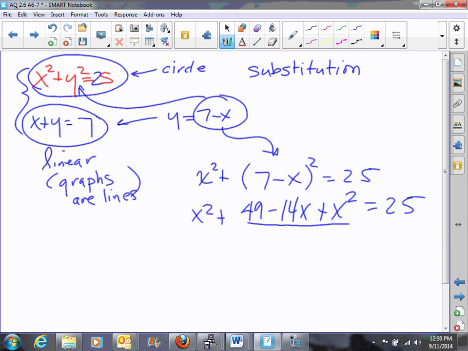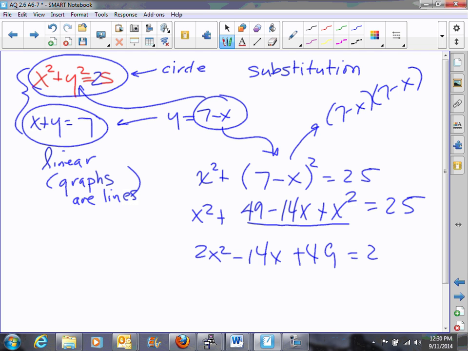Now, I'm not going to spend time in the video doing that, but if you are having trouble accepting this, or if you don't know how to do this, then pause the video and actually FOIL these two binomials together and simplify it. That's what you'll get. Now, let's clean some things up here. We have an x squared, we have another x squared, that's 2x squared. We have minus 14x, and we have plus 49, and we have equals 25.